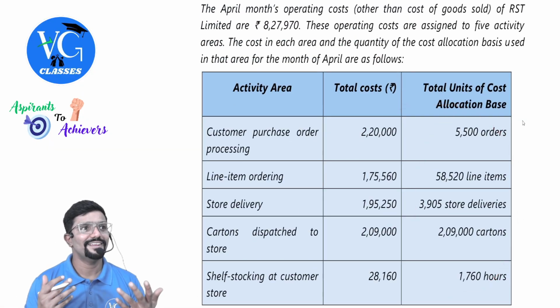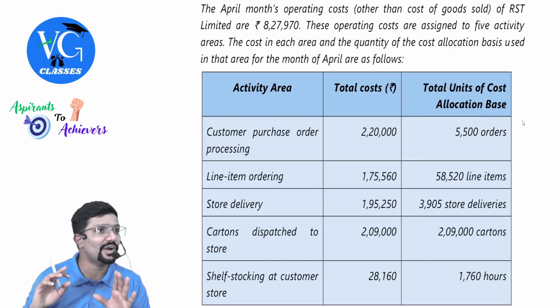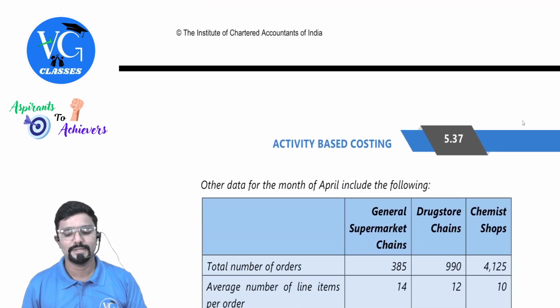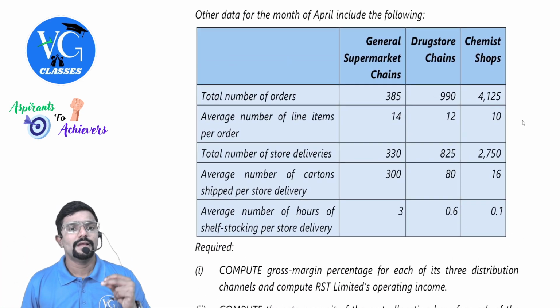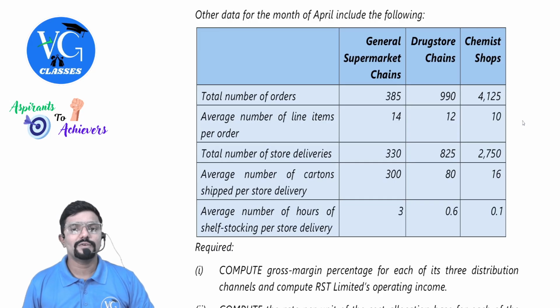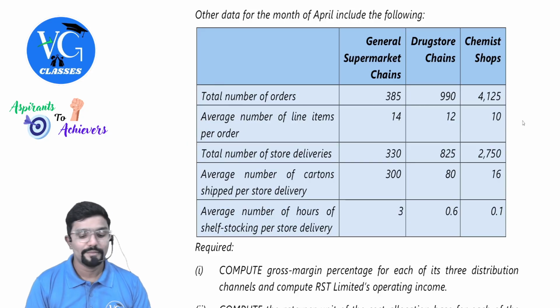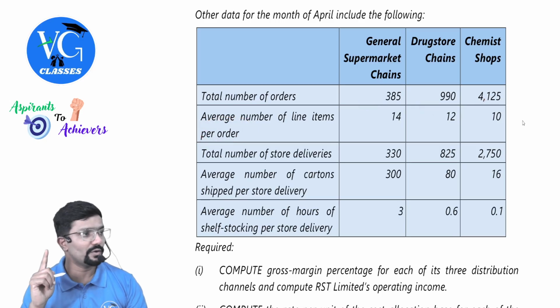Now for calculating the activity rate, how do we allocate it now? We need individual cost drivers? Yes. Other data for the month of April include the following. Total number of orders is given. Average number of line items per order. If I want to calculate the total, what? Multiply, because it is given per order. So multiply to get the total.